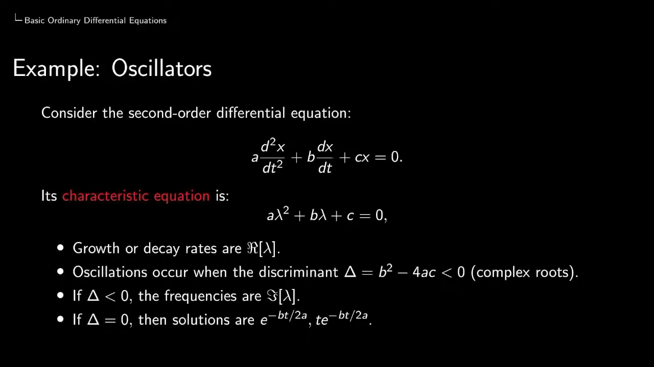And that t factor is what I was referring to earlier when I was discussing the multiplicity of that eigenvalue, in this case, negative b over 2a. Since we have multiplicity 2, we need two different terms to account for that.